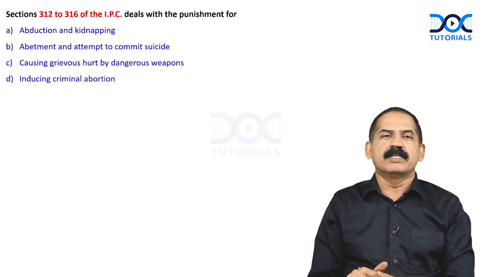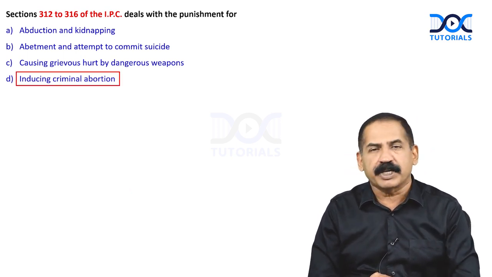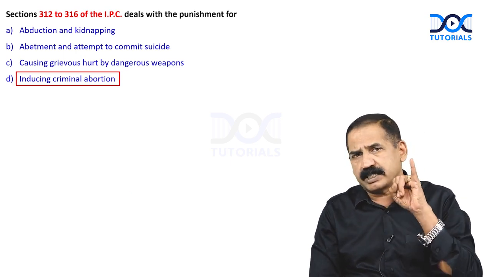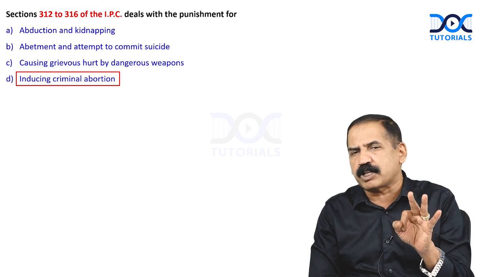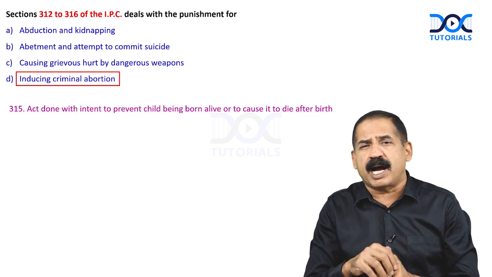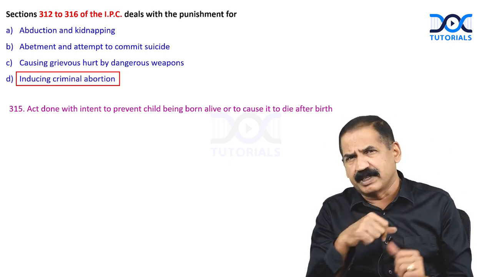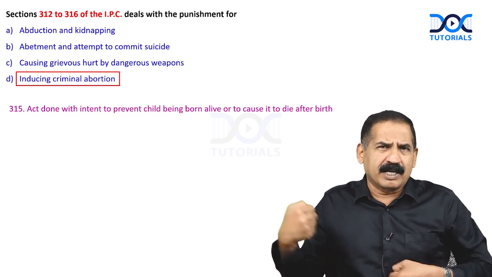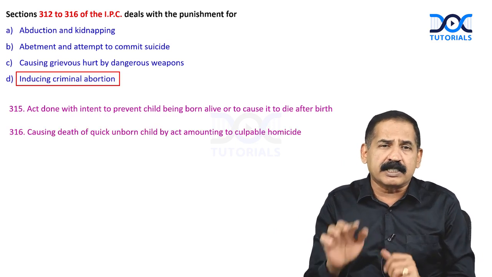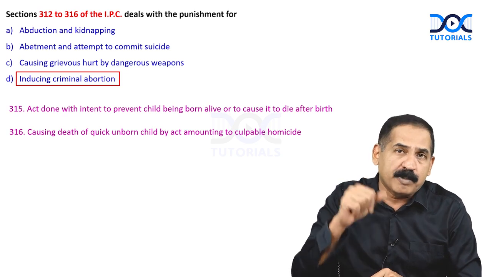Okay. Section 312 to 316 deals with punishment for inducing criminal abortion. Now you know 312 with the consent, 313 without the consent, 314 death of the mother. What is 315? Act done with intent to prevent child being born alive or to cause it to die after birth. Any act, say for example, a woman continuously hit on the abdomen with the intention of killing the child, that is 315. 316, causing death of quick unborn child by act amounting to culpable homicide.